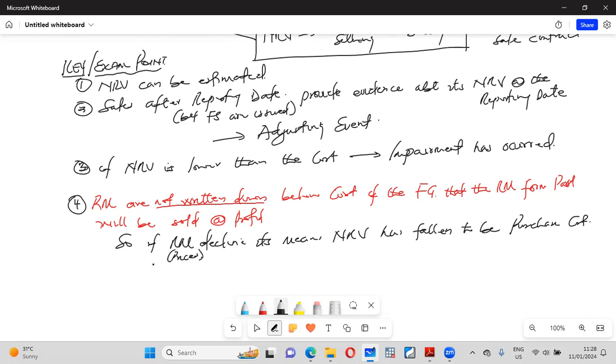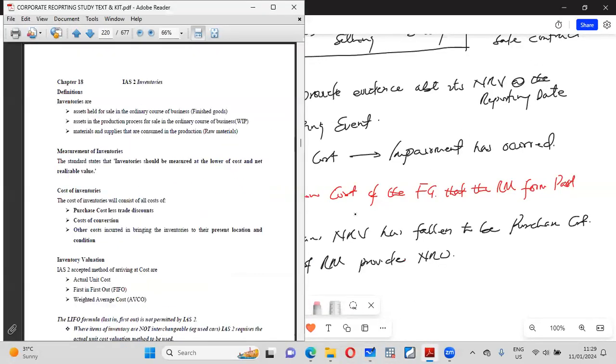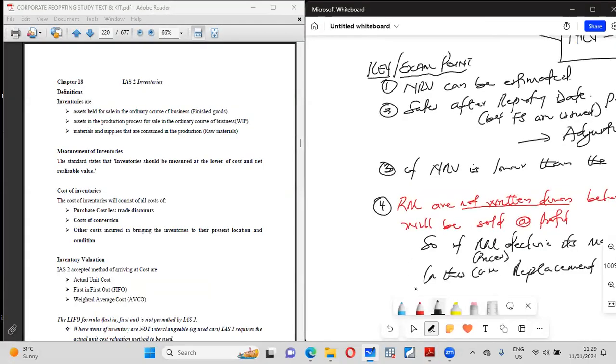So in this case, what will happen is that the replacement cost of the raw material provides the NRV. The replacement cost will be the NRV. All right, so ladies and gentlemen, that is that. Understand these things. We are now going to pick up the questions and go into it. Quick one, very, very short questions. All right, so let's have the questions and deal with it.